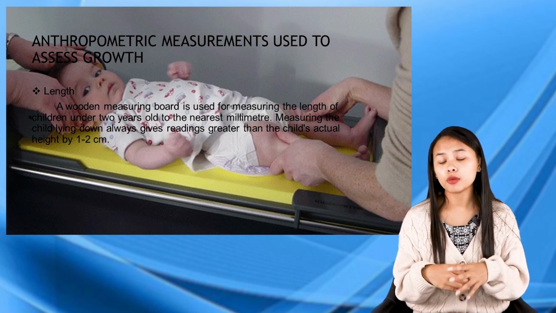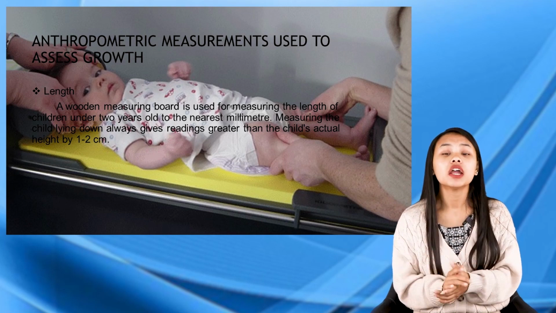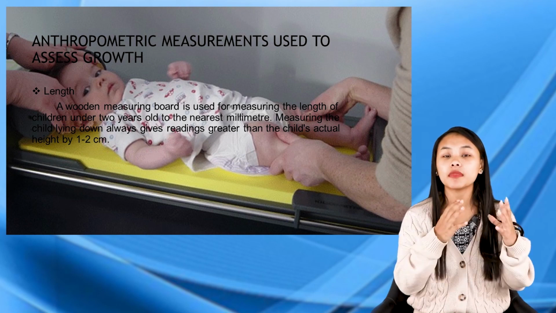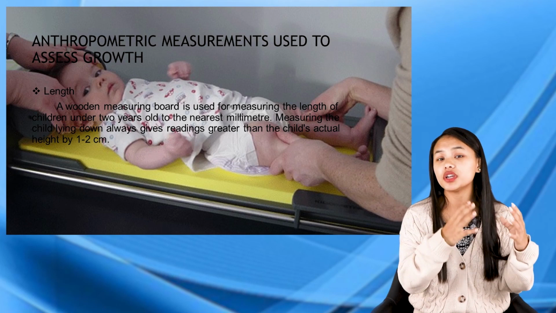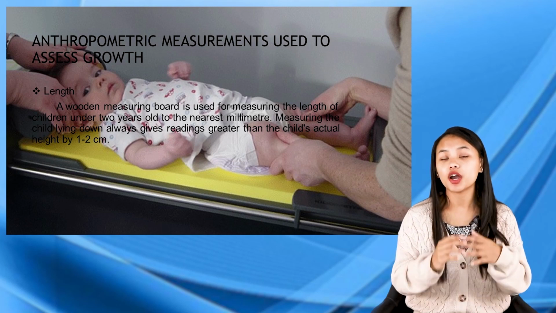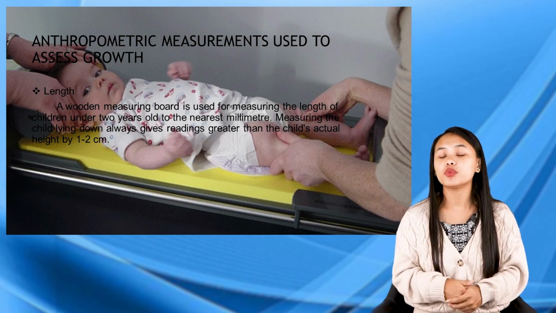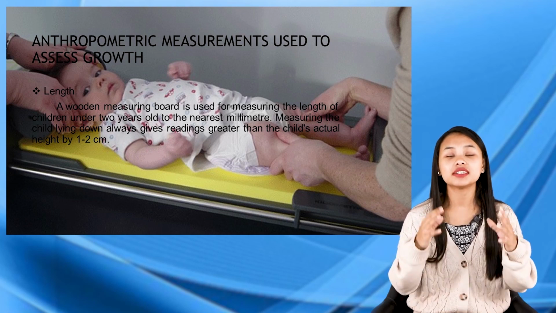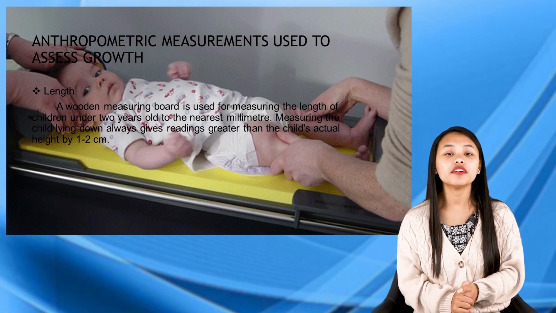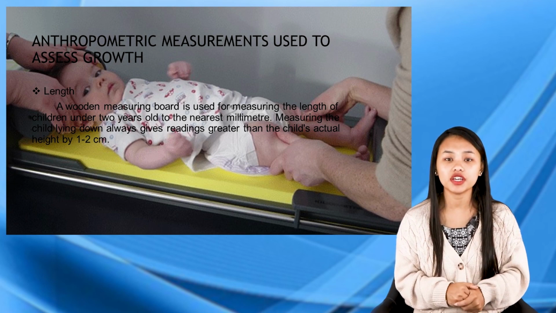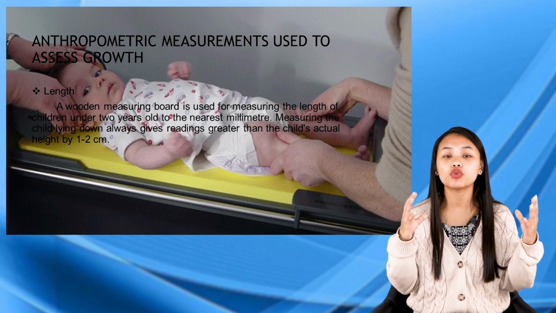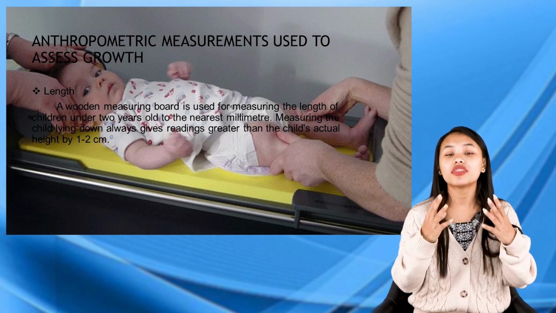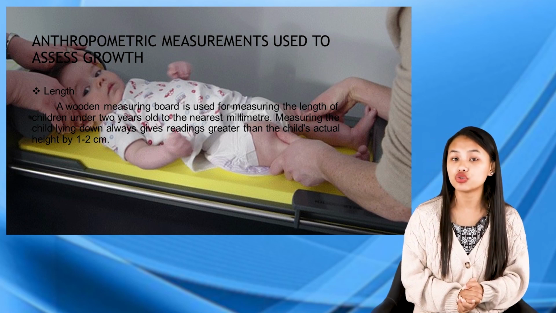So here, first of all, we always need to assess the height, right? However, if the child is under 2 years of age, then the length is preferred. However, you must keep in mind that measuring the child lying down will always give a reading greater than the child's actual height by 1 to 2 centimeter. So when we assess this anthropometric measurement, especially to get an idea of the growth of a child, it is necessary that we assess the height. But for those children who are below 2 years of age, we can assess the length. And when we do this, we need to make sure that the reading we get will always be greater than the child's actual height by at least 1 to 2 centimeter.